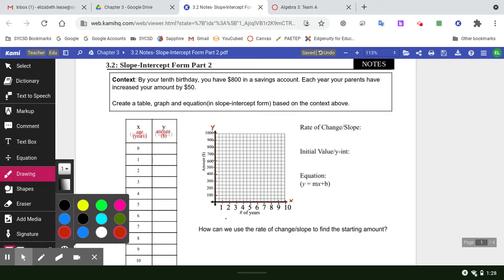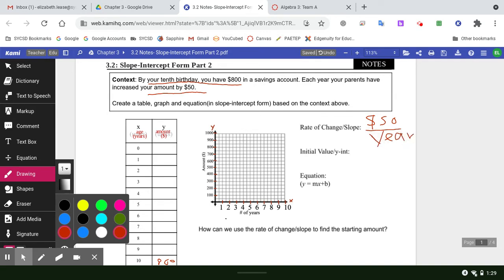And what I mean by this is we know that on your 10th birthday, you have $800 in a savings account. So in our table, we can fill out at 10 years old, you had $800. Now, as we said before, we are given our rate of change, and this is due to the fact that we're told the amount increases by $50 per year. So our rate of change is $50 per year.